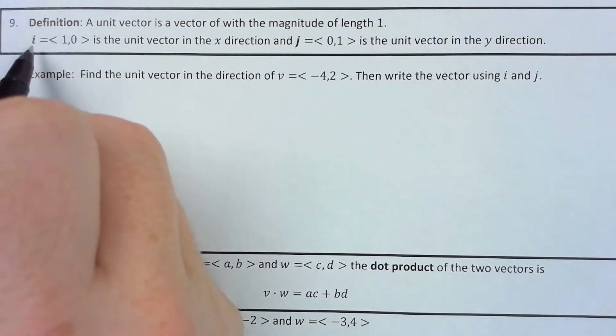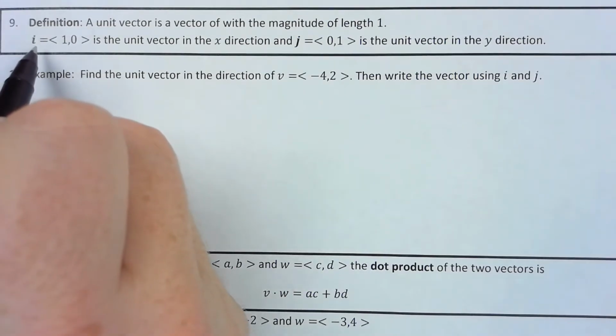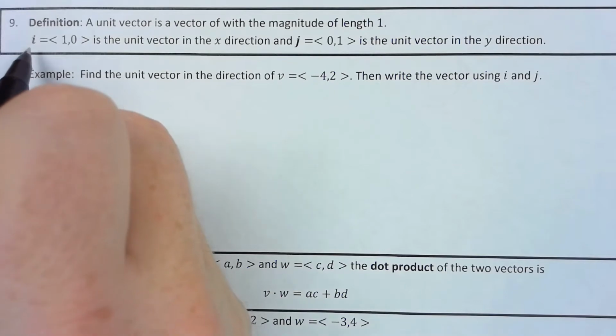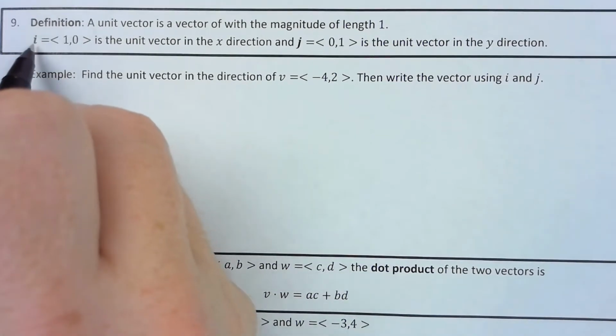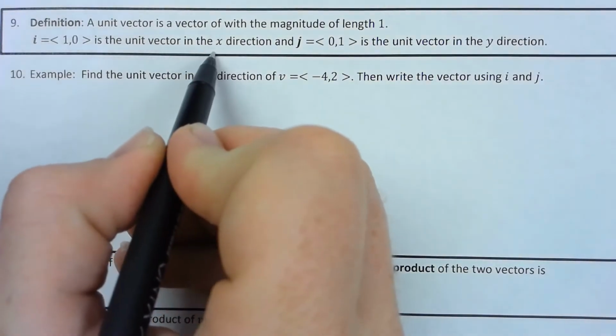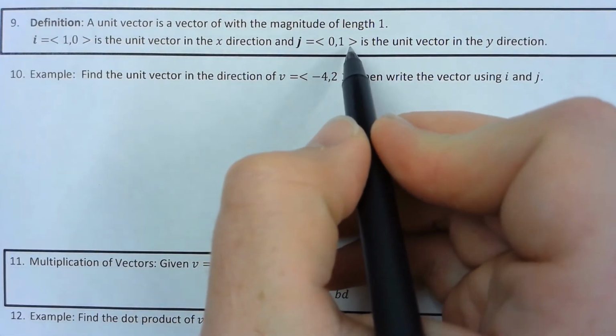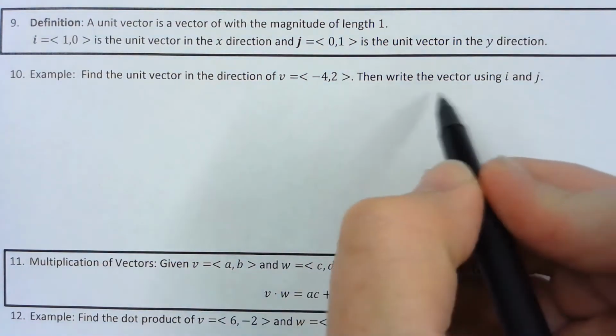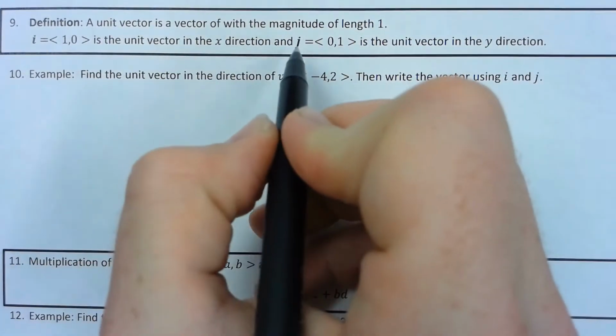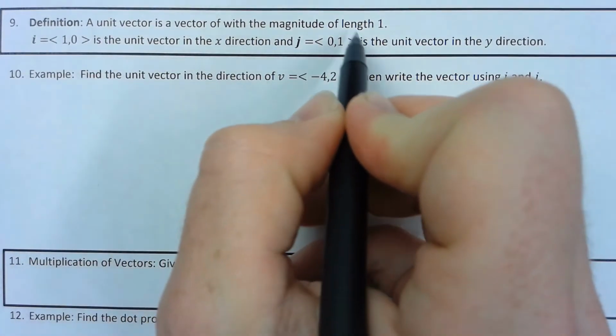I know that's going to be confusing because i is generally denoted as the imaginary number, the square root of -1. But when we talk about vectors, i is the unit vector in the x direction, while j is the unit vector in the y direction. So in that case, I can write vectors using i's and j's instead of these bracket notations.